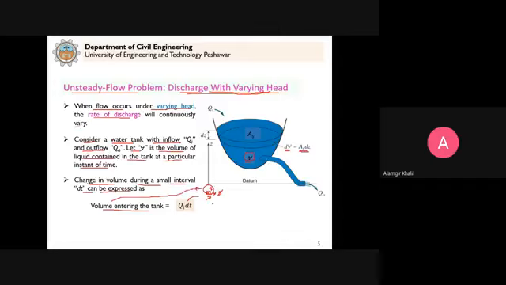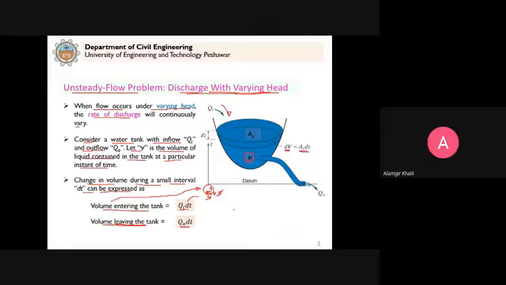Cubic meter, cubic feet, whatever. So the volume entering the tank is given by Qi into dt. Qi is the inflow that is entering; Qi into dt is the volume that has entered this tank in time dt. Now we also have outflow from this tank. The volume leaving the tank will be equal to Q naught times dt.